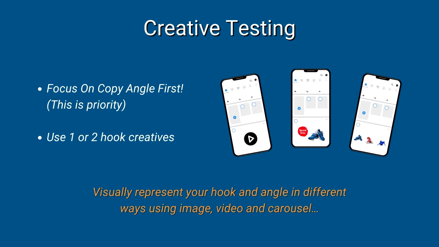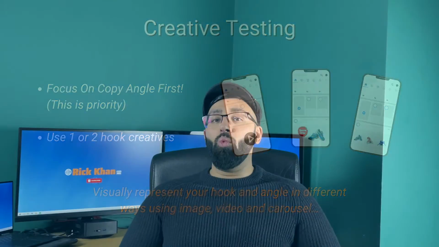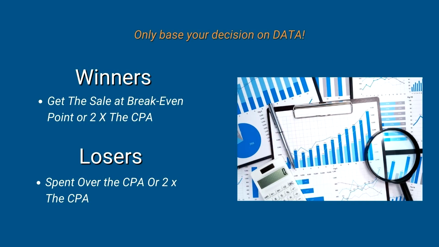Using around 1 or 2 hook creatives is enough to start with, because when you first begin testing a new campaign, the truth is you want to focus on the copy first, making sure your message, hook, and angle are compelling for your audience to take an action on. Now, once you get this all down, then it's time to decide on the winners and losers.